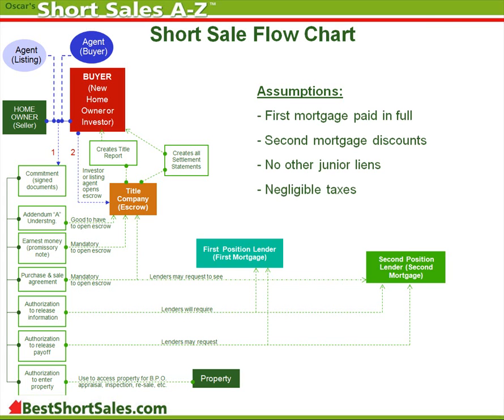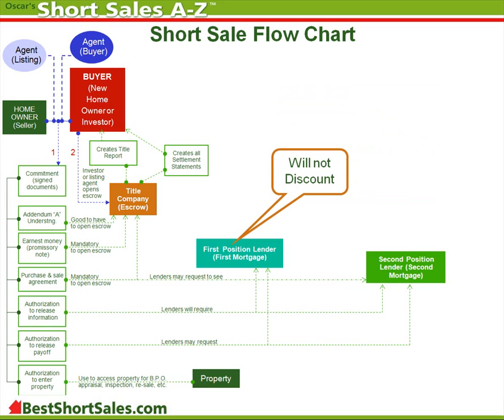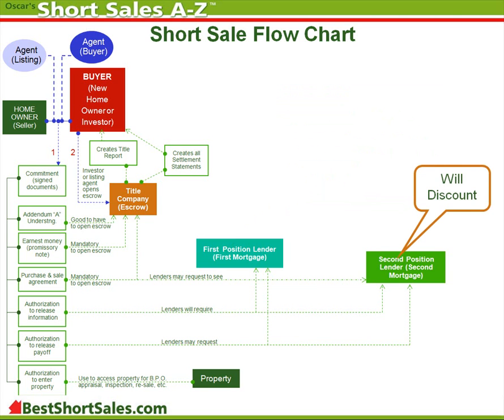Taxes are negligible. A run-of-the-mill, stable market condition, typical short sale looks like this. Of course, there are much more complicated transactions. This example is very illustrative for the purpose of teaching how short sales work. Under these conditions, the first position lender will not discount. The second position lender will discount. Unless there is a lot of depreciation, this is the most common condition.